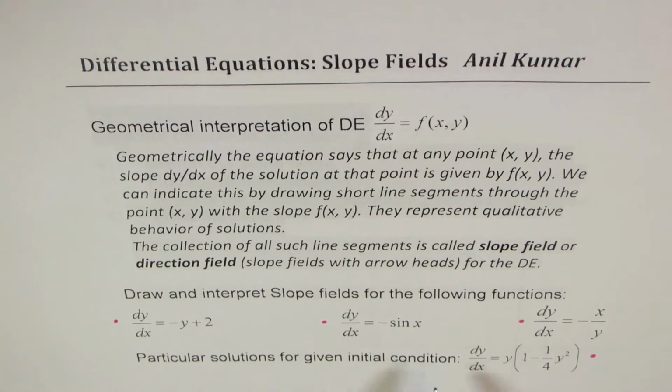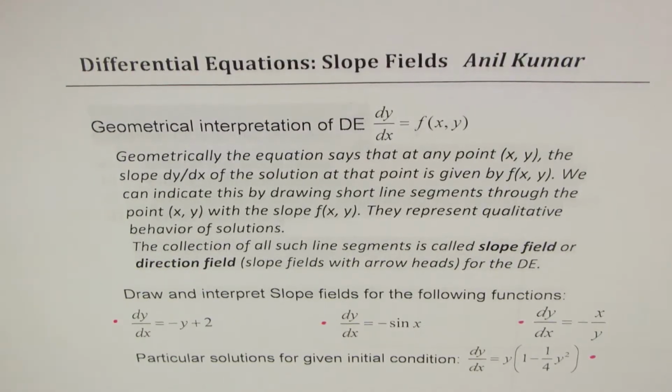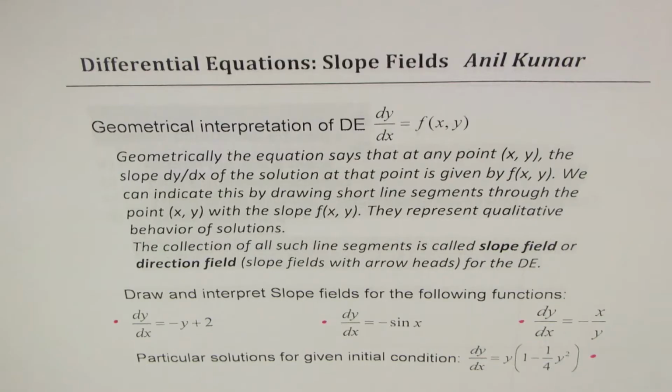Then we'll talk in detail about slope fields and how to interpret a lot of information, a particular solution also, when initial conditions are given, with the example dy/dx equals y times (1 minus 1/4 y squared). So let's take them one by one. The whole idea is only to understand slope fields and not really solve differential equations.